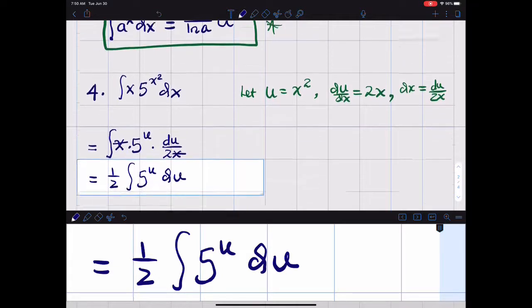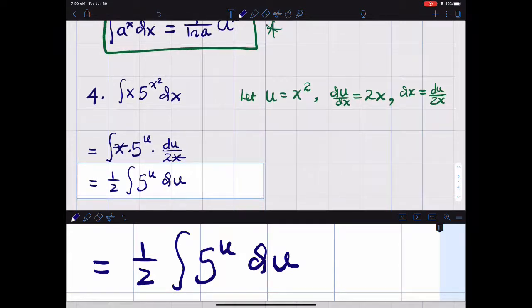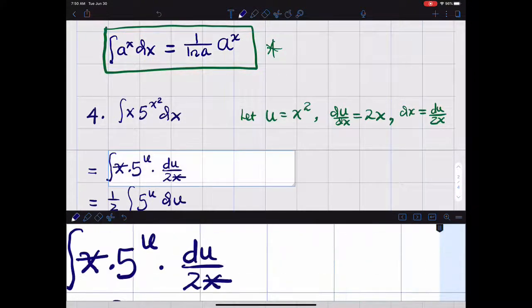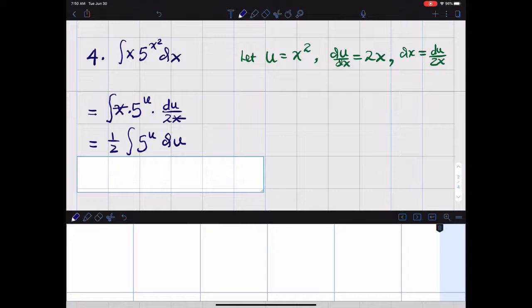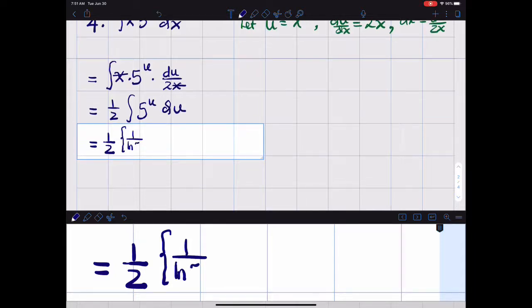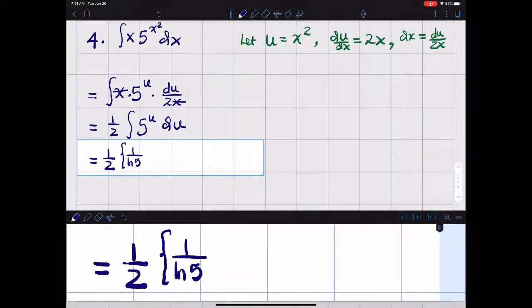And then what can we do? We can just use asterisk, use our result from here. Okay, this result. So how do we use this result? We have a constant. We don't touch constants. This integral of 5 to the power of u du is similar to the integral of a to the x dx. So it's just going to be 1 over natural log of 5 times 5 to the power of u plus c.